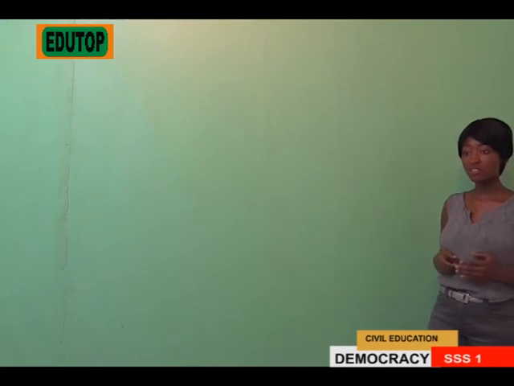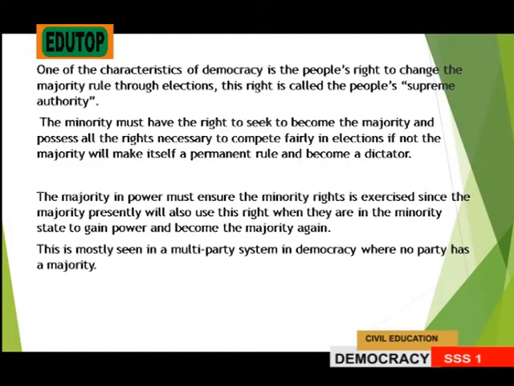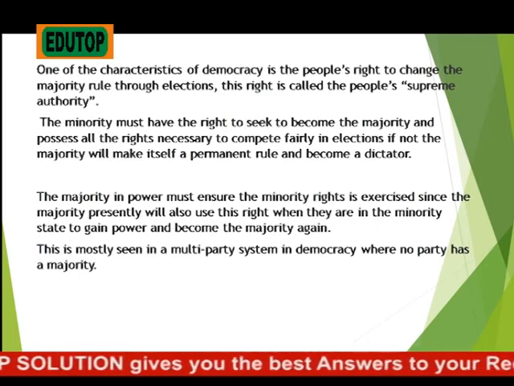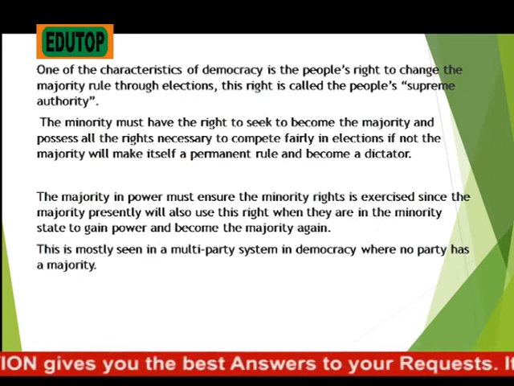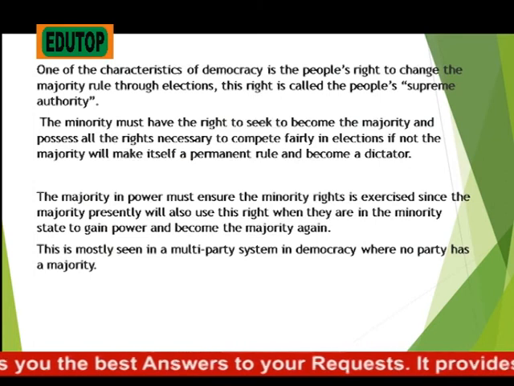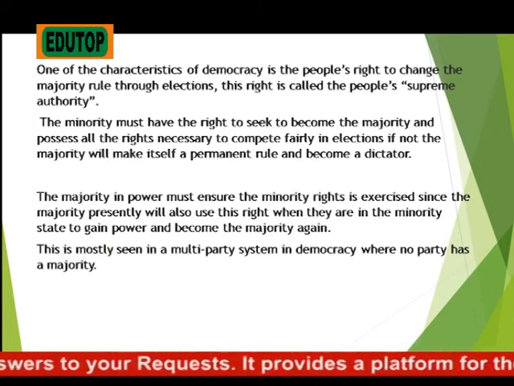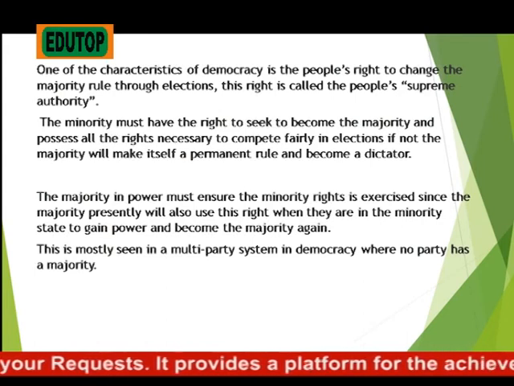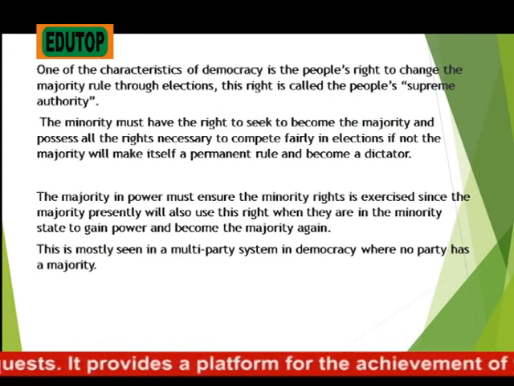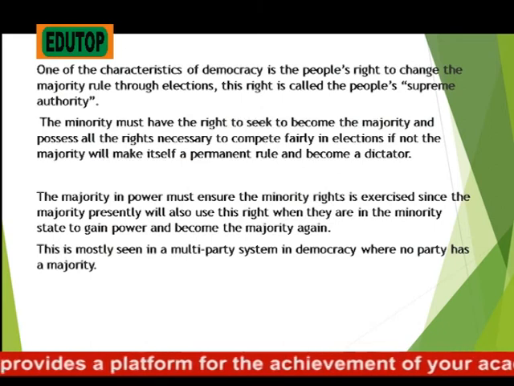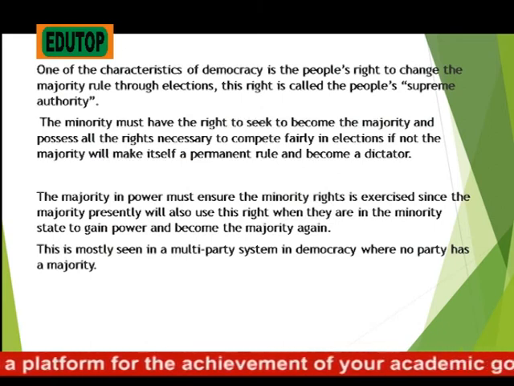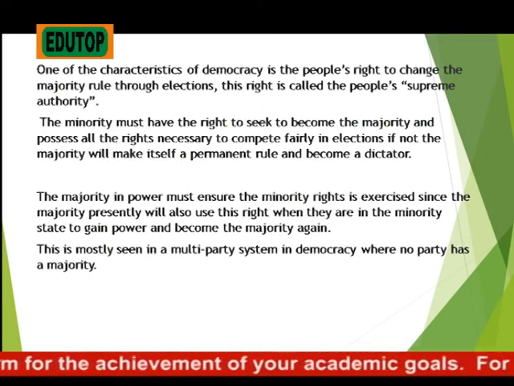One of the characteristics of democracy is the people's right to change the majority rule through elections. This right is called the people's supreme authority. The minority must have the right to seek to become the majority and possess all the rights necessary to compete fairly in elections. If not, the majority will make itself a permanent rule and become a dictator.